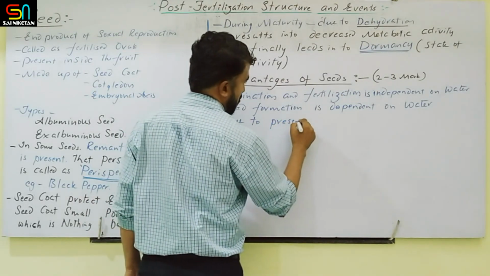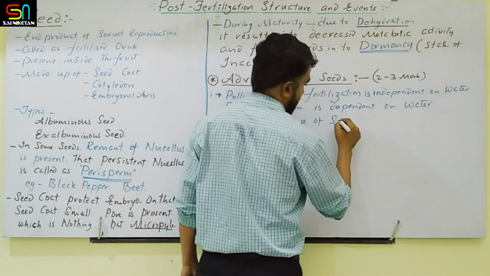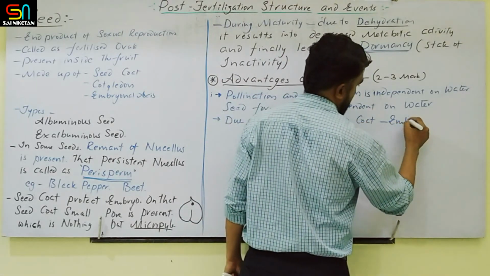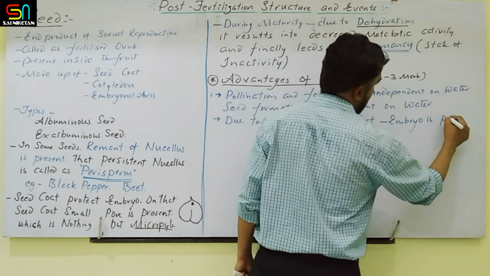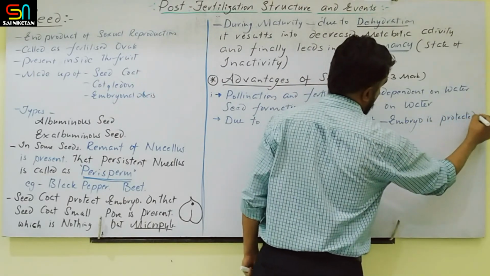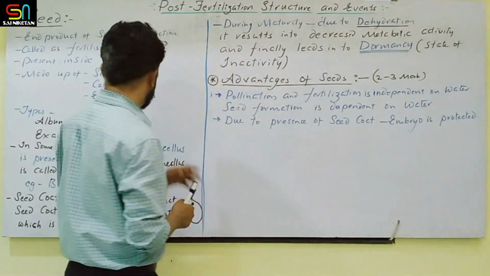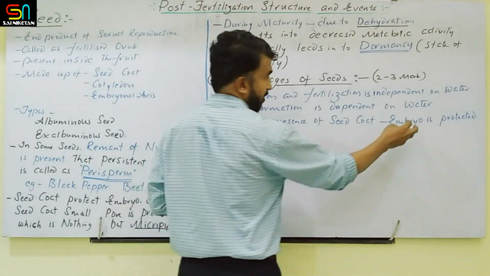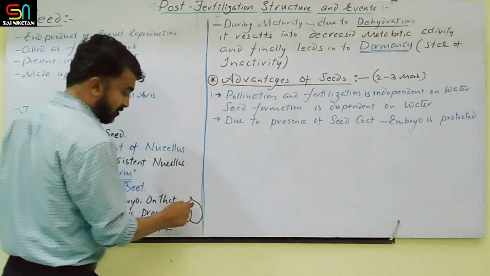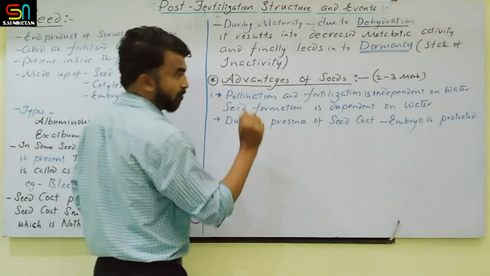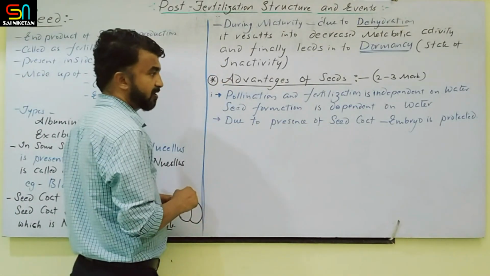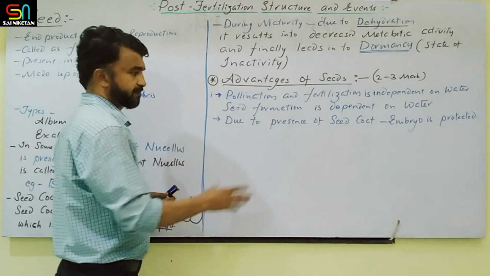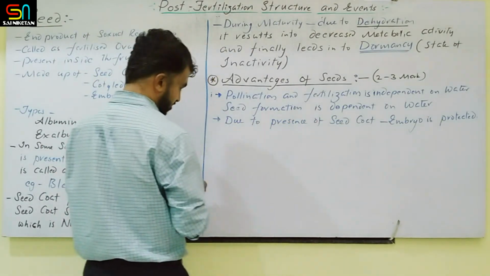due to the presence of the seed coat, the embryo is protected. When you take the seed, the seed coat is present, and inside that the embryonal axis is there. Due to the presence of the seed coat, the embryo is well protected. That seed coat also contains the micropylar end, the pore. Through that, water and oxygen will enter, and through that pore only, during seed germination, the plumule and radicle will come outside. So the embryo is well protected inside the seed coat.